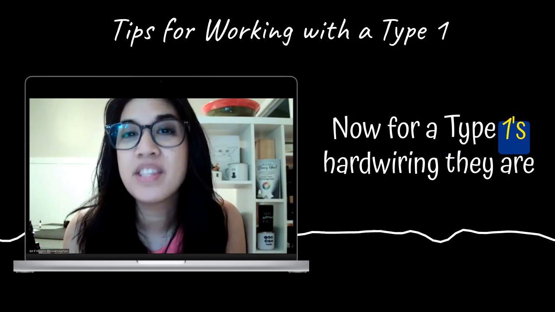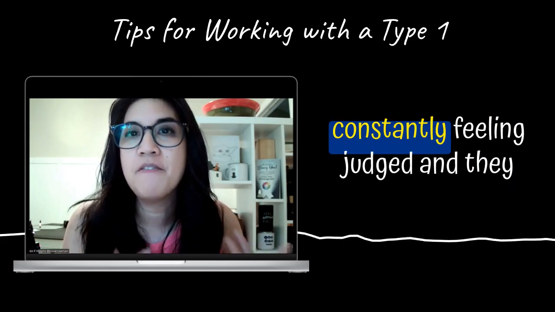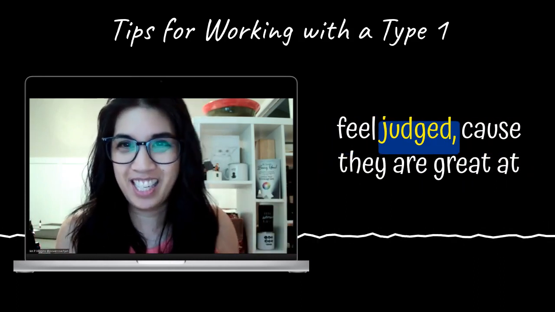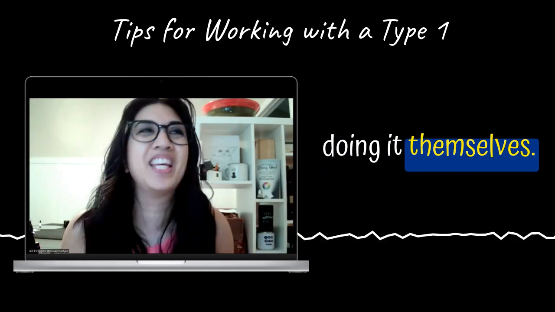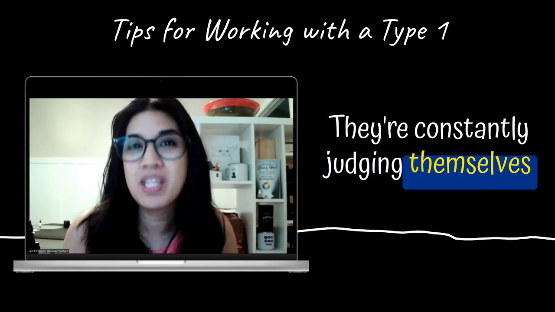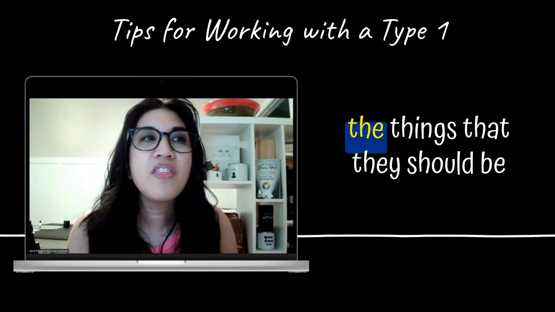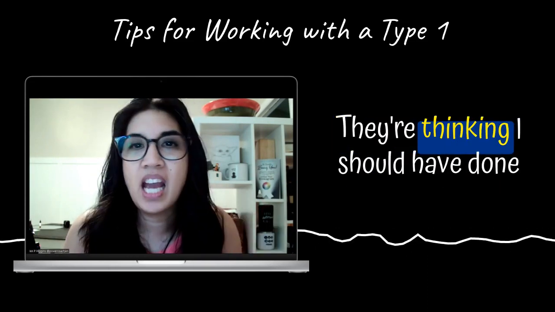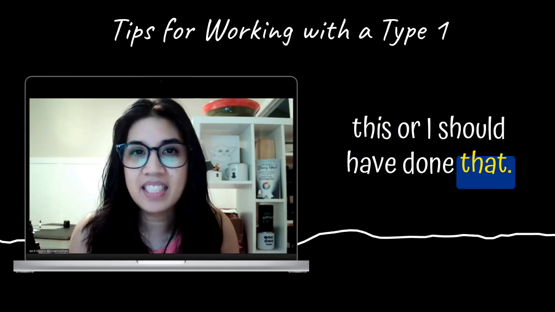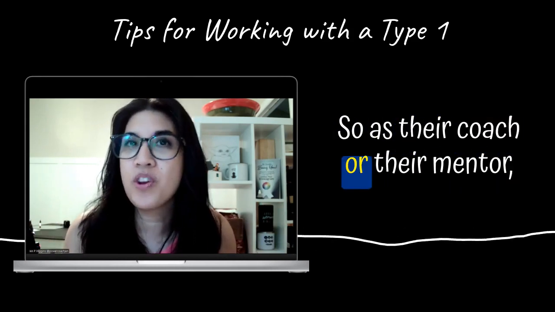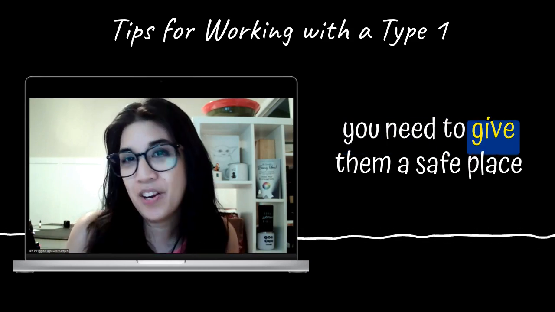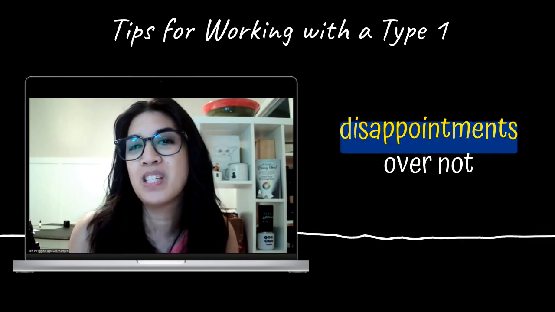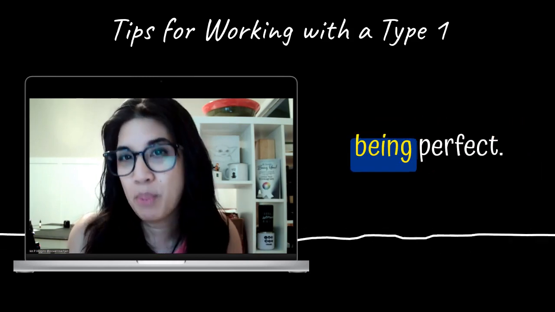Now, for a type 1's hardwiring, they are constantly feeling judged. And they don't need anyone else around them to feel judged because they are great at doing it themselves. They're constantly judging themselves and critiquing themselves about the things that they should be doing or what they didn't do right. They're thinking, I should have done this or I should have done that. So, as their coach or their mentor, you need to give them a safe place to vent frustrations or vent disappointments over not being perfect.